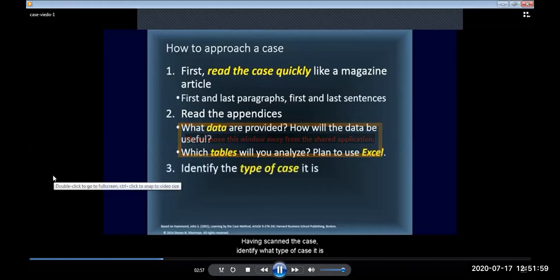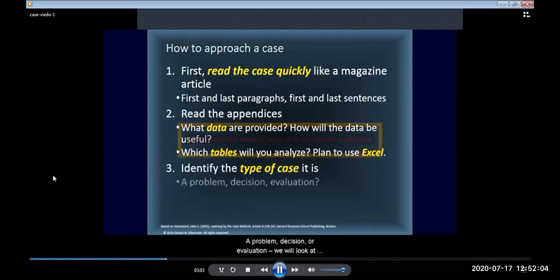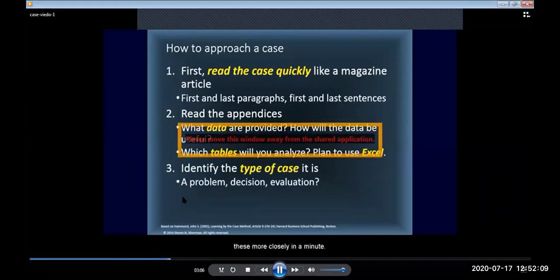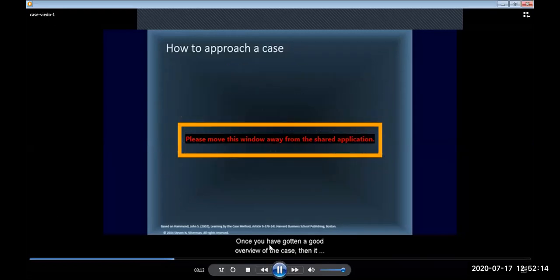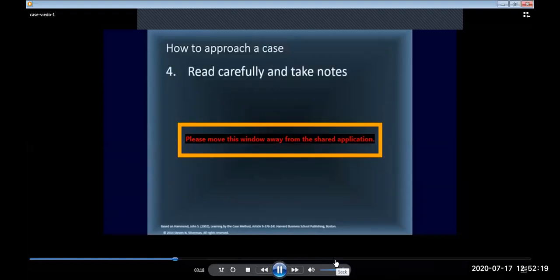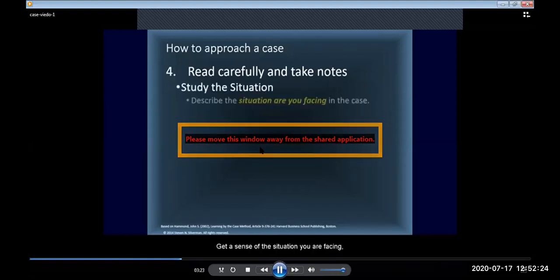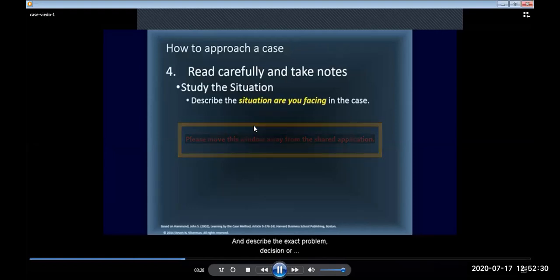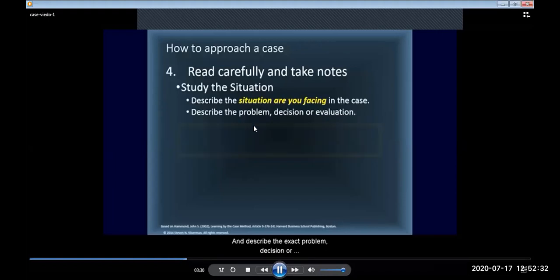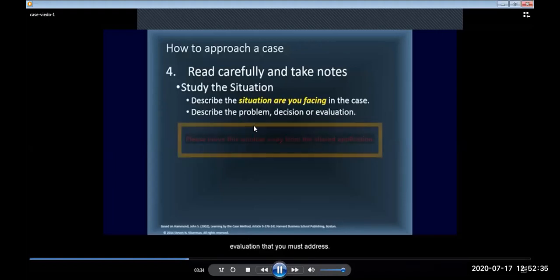Having scanned the case, identify what type of case it is. A problem, decision, or evaluation. We will look at these more closely in a minute. Once you have gotten a good overview of the case, then it is time to sit down and go through it carefully. As you read, study the situation. Get a sense of the situation you are facing. And describe the exact problem, decision, or evaluation that you must address.